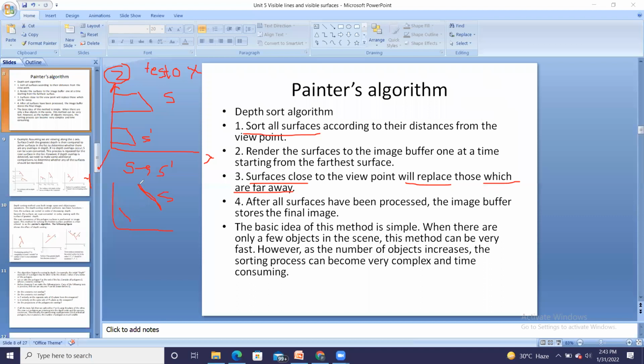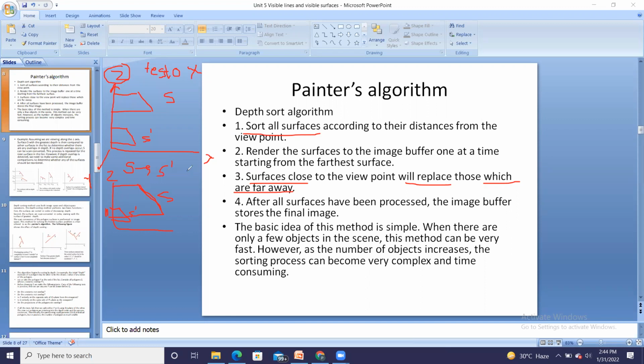So if you consider now the Z parameters, this is your Z maximum for the S and this is Z minimum. And here you are having the Z maximum for S dash and Z minimum for S dash. So in this example, the Z parameter of S and S dash are overlapping for this much portion. You can observe this portion is common for S as well as S dash. So here we cannot predict which surface is at the back and which surface is at the front.